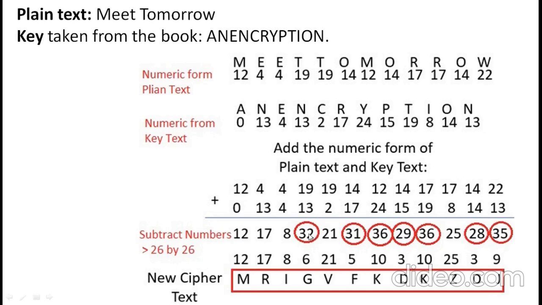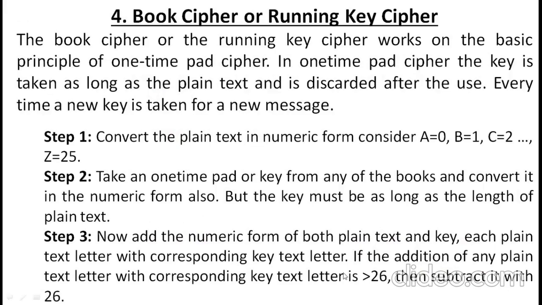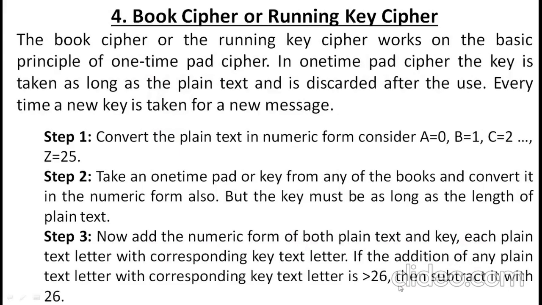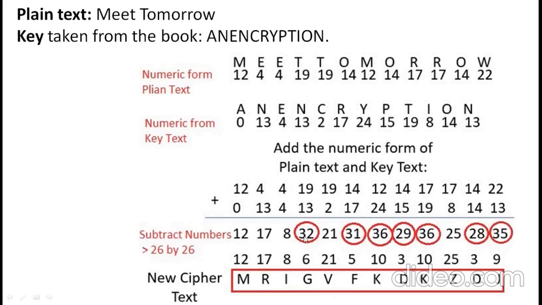Now what happens when we obtain 32? As we stated in step number 3, you can go for the last line. If the addition of any plain text letter with the corresponding key text letter is greater than 26, then subtract it with 26. Already we have 32 here, which is greater than 26, so this 32 has to be subtracted by 26. When we subtract 26, we get 6. Now you can see just here is the 6.